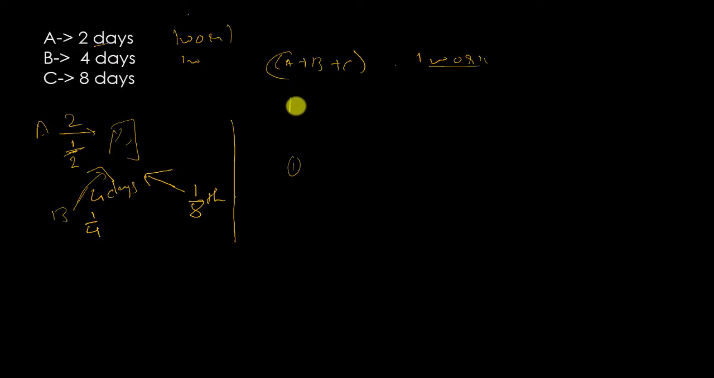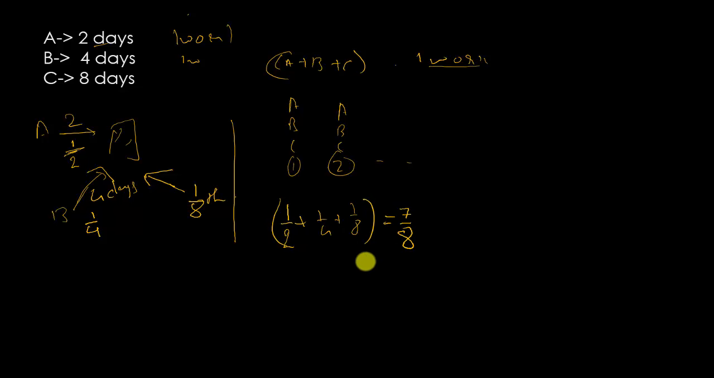On day one, A, B, and C all work. Day two, again, all three work. Likewise. So the rate at which the work is being done every single day is the sum of these three rates: A's contribution plus B's contribution plus C's contribution every single day, which comes out to be 7 by 8. So 7 by 8 work is being done per day.